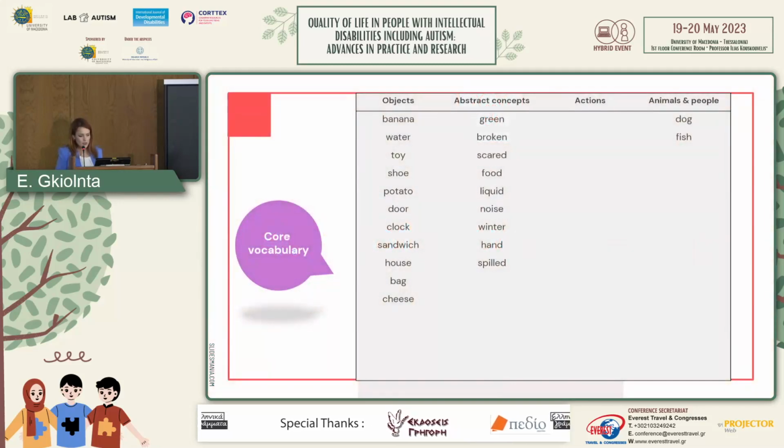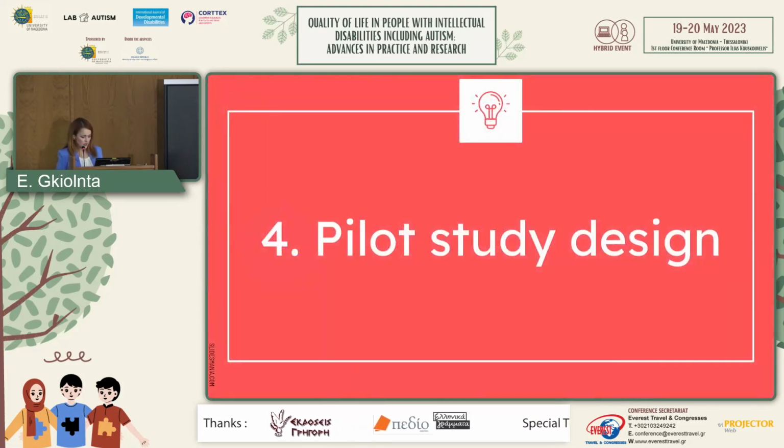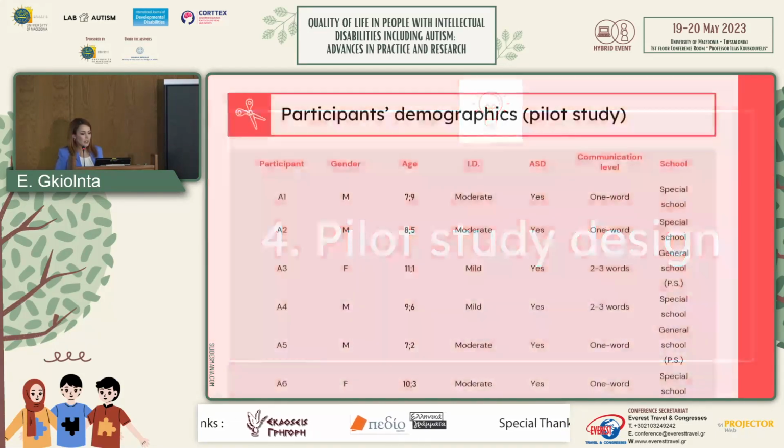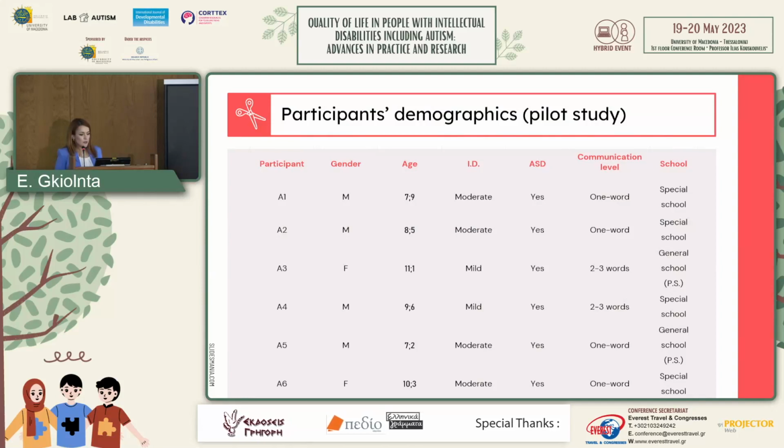And I forgot to mention that here we added some more concepts, which I did not include here, to make the vocabulary more functional and to augment its range. So this is the pilot study design. Six participants participated in the pilot study, six children with ASD again. They did not participate in the previous study. This is the second part of the study with other children. It's a pilot study with which we wanted to test the effectiveness of the AAC device and the core vocabulary.